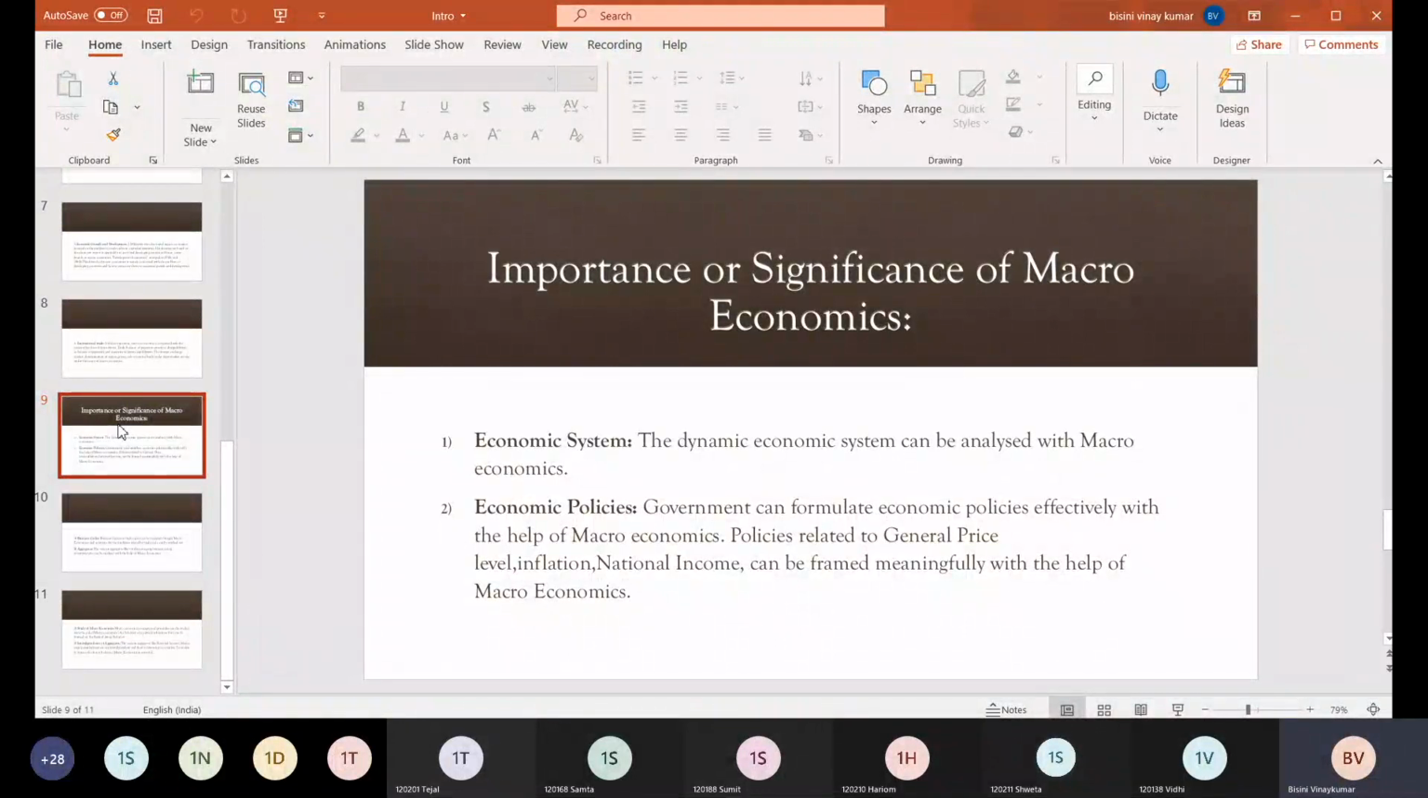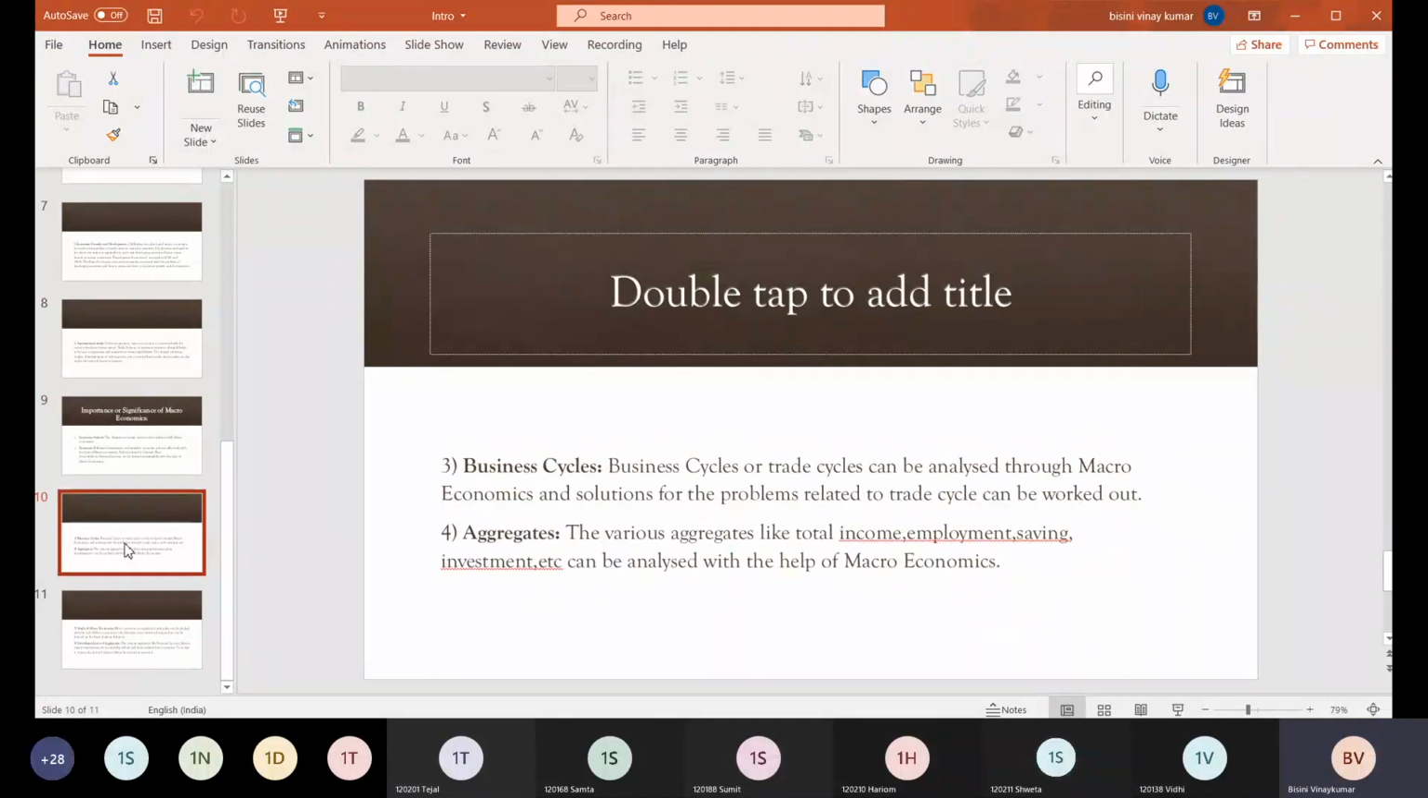Now here what they have given, that is what you are going to study, related to the general price level, inflation, national income. These all help to bring a meaningful framework to macroeconomics. Okay, so that is the second point.